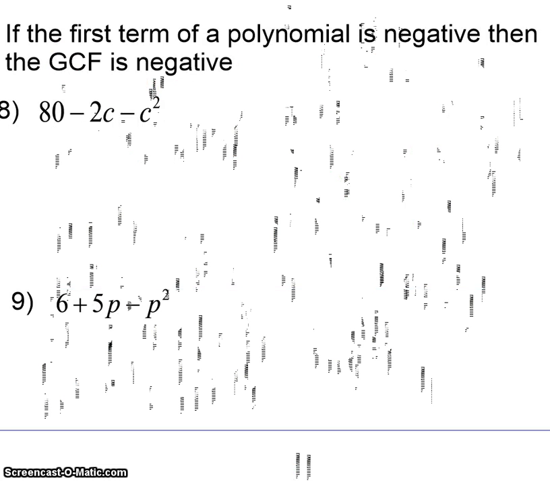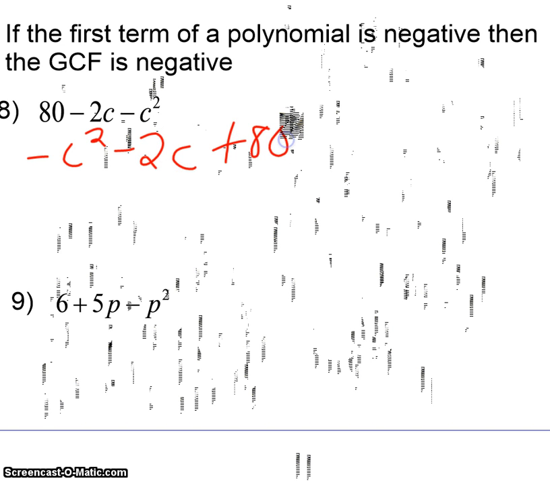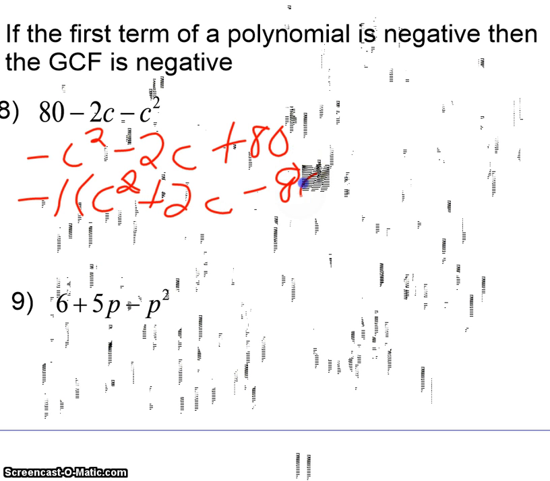With these examples, I want to show you that sometimes the problems are not given in descending exponent order. So what you have to do when that happens is rewrite it, putting the term with the largest exponent first. And then there's a rule with factoring. Anytime the first term is negative, the GCF is negative. So I'm going to factor a negative 1 out. Anything divided by negative 1 changes the sign, so that becomes positive c squared, positive 2c, and negative 80.